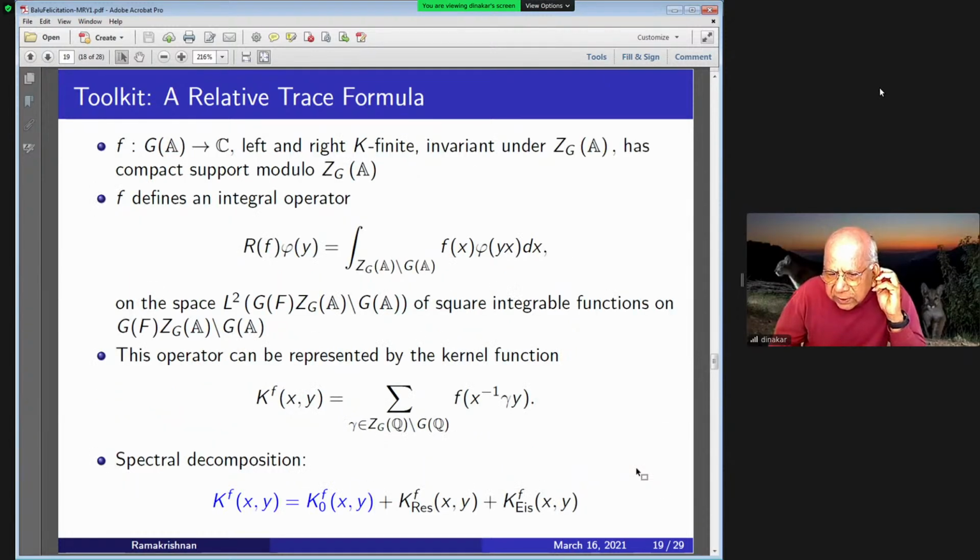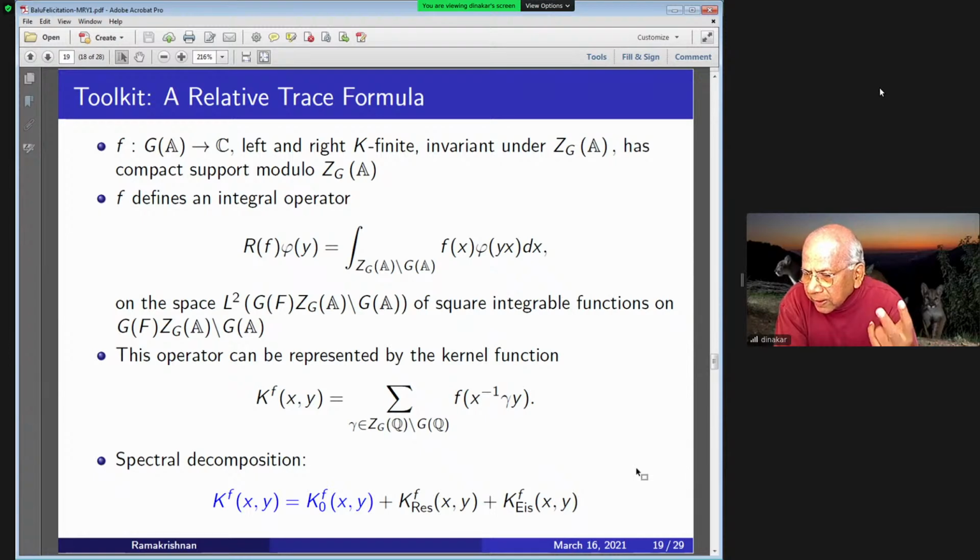For the usual trace formula, I should say something. What you do is you take this kernel function and integrate over the diagonal. This function is a function of two variables, so you can think of the kernel function as a function on G cross G. And then you have G sitting diagonally in G cross G. If you integrate this kernel function over the diagonal, then you get the usual trace formula.